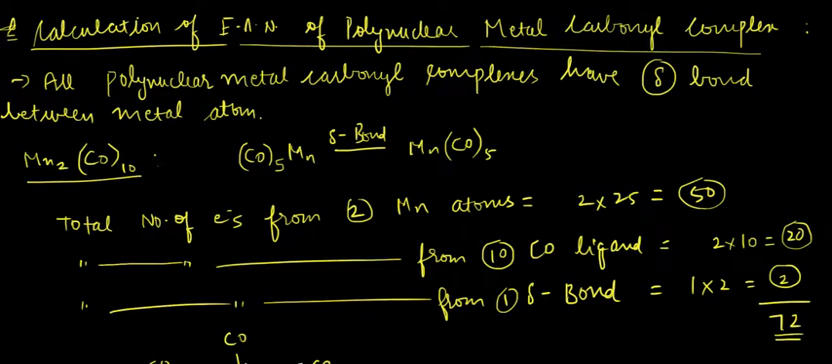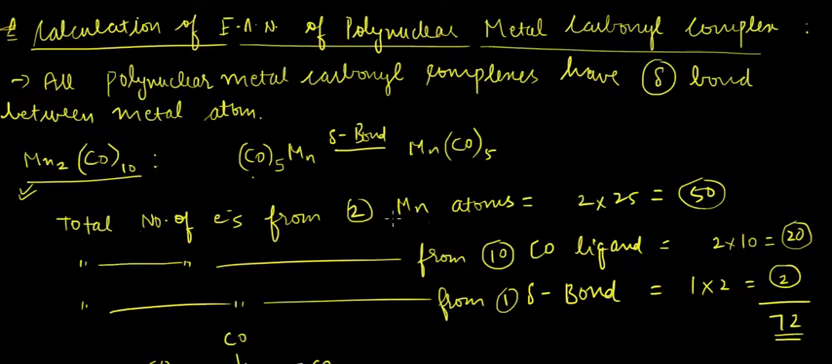Okay guys, so in this lecture first we'll be seeing the calculation of EAN of polynuclear metal carbonyl complex. All polynuclear metal carbonyl complexes, for example Mn2(CO)10, have a delta bond between metal atoms. So between the two Mn atoms we have a delta bond and each Mn atom is attached to 5 CO ligands. We have to calculate the EAN of this overall complex.